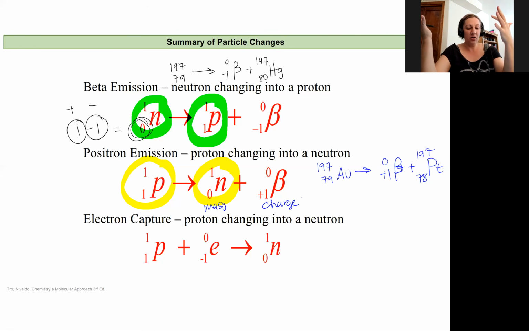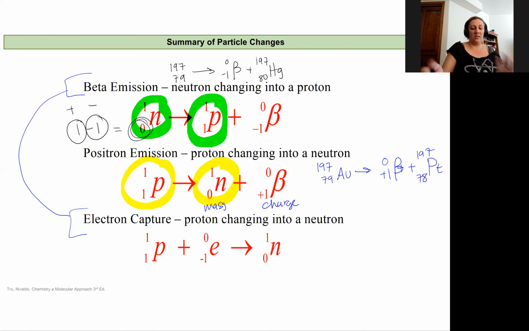Now, electron capture is kind of the opposite, right? We have a proton that you combine with an electron and you form a neutron, which is basically the opposite of beta emission. You're literally flipping that entire equation, where you capture an electron, you pull it in, and that negative charge and the positive charge of a proton combine to form a neutral charge, the neutron.